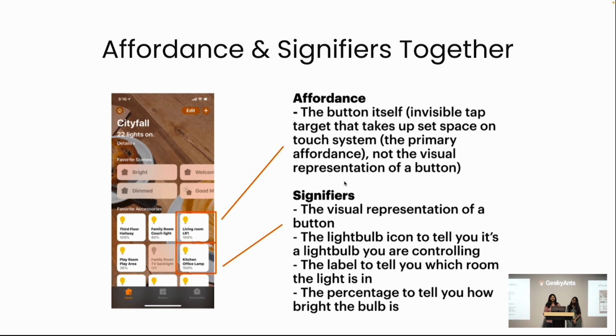Affordance and signifiers together. This is a screenshot of a home appliance controlling app, and by these buttons, you know that they afford to be clicked on. But what do they signify? The visual representation of the button. The light bulb icon tells you that it's a light bulb, and you can control the lights of the different rooms. And if it's on, you know that the bulb of that room is on. There is a percentage at 100%, which tells you how bright the bulb is.